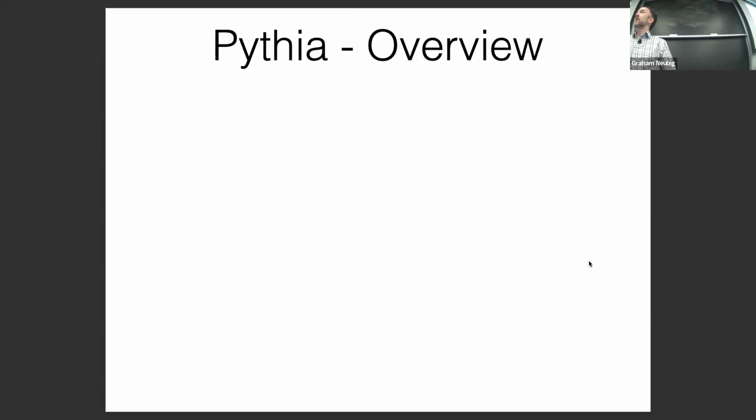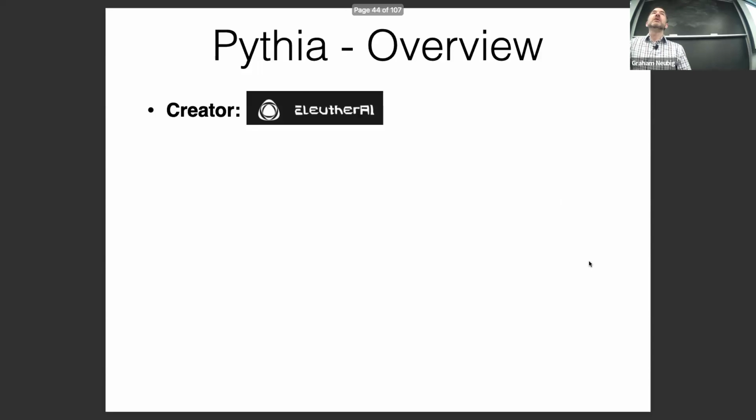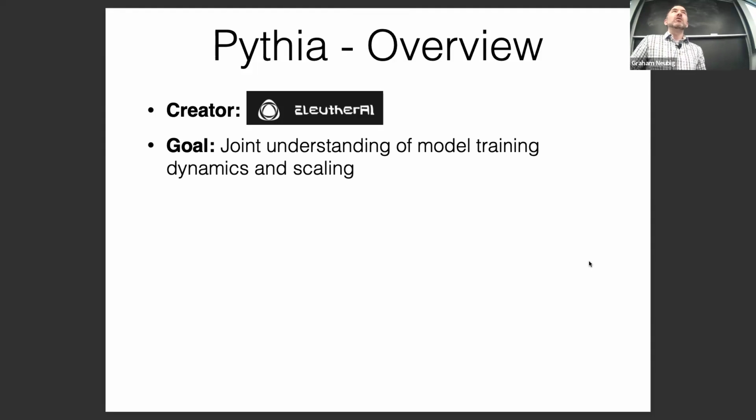So first, going into Pythia, for each of them I'm going to give an overview and then talk about some interesting points about them. Pythia was created by Eleuther AI. Eleuther AI is one of the first open source AI organizations. They've created a huge number of really useful things, including training code, models, training datasets, and also evaluation that's used pretty widely. The goal of Pythia was basically joint understanding of model training dynamics and scaling.